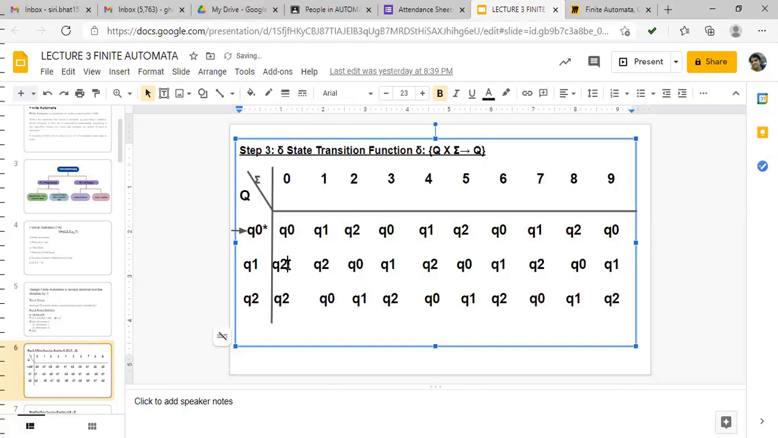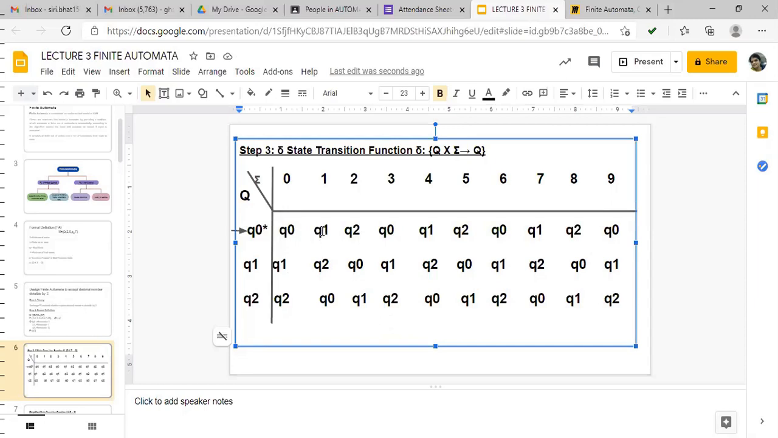For example, if here it were Q2, then 0, 3, 6, 9 would not be the same; only 3, 6, 9 would be the same and 0 would not. But here, since 0, 3, 6, 9 all have the same states, Q0, Q1, Q2, why are they the same? Because 0, 3, 6, and 9 when divided by 3 give the same remainder, that is 0.